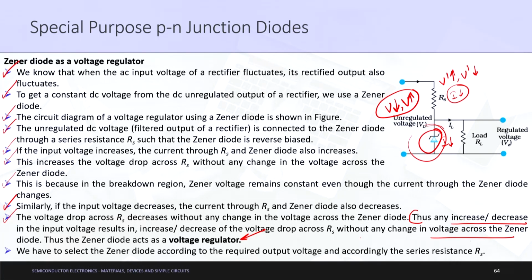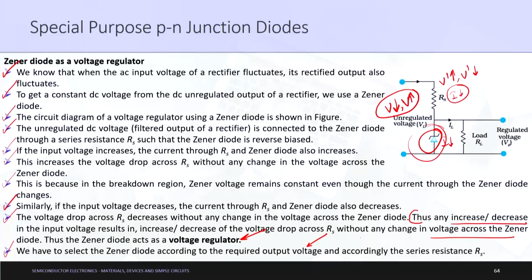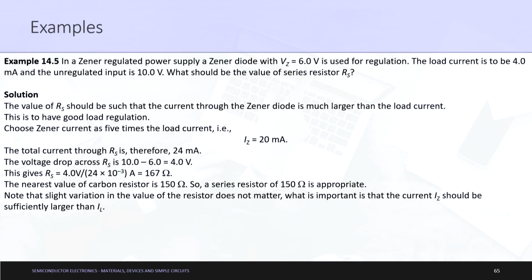So, now we have to select the Zener diode according to the required output voltage and accordingly the series resistance Rs. Okay. So, that is now basic engineering only. We need to understand what the output voltage required is and therefore what the regulator voltage required is, and hence we have to engineer which type of Zener diode and which type of series resistor has to be used. Fine. So, that was the complete example application of the Zener diode.